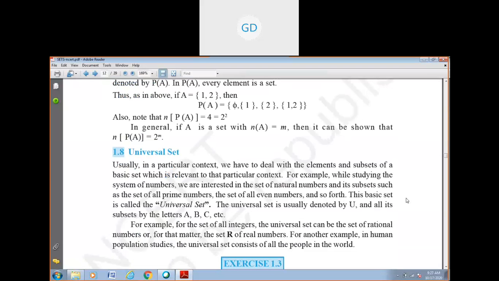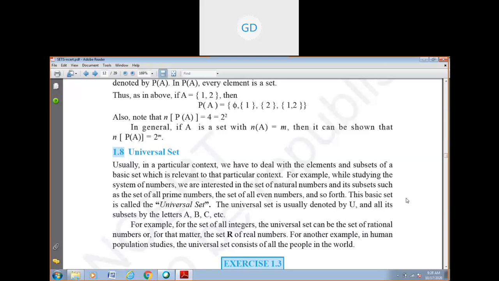That means the set of integers is a subset of real numbers, the set of natural numbers is a subset of real numbers, the set of rational numbers is a subset of real numbers, and the set of even numbers is a subset of real numbers. So all the sets are lying inside the biggest set, the superset, that is the set of real numbers. So then we will say the set of real numbers is the universal set.